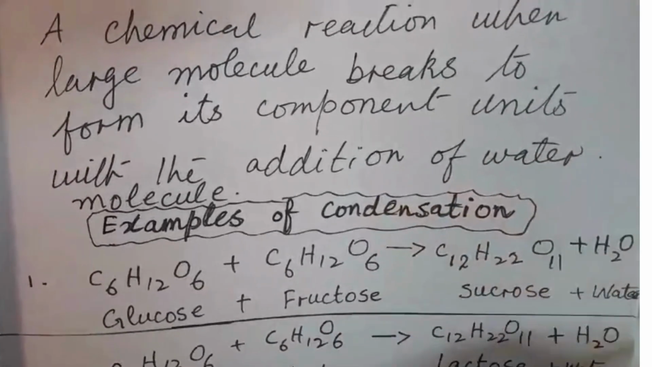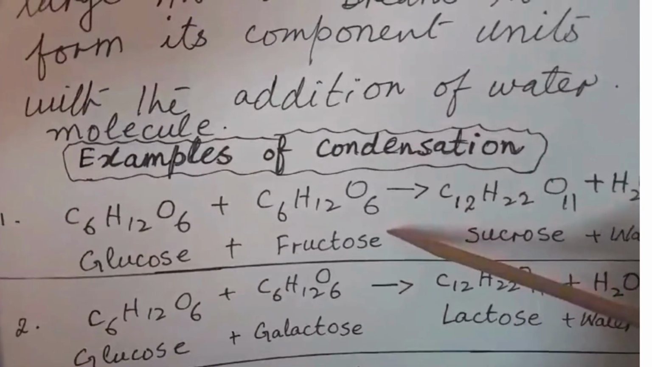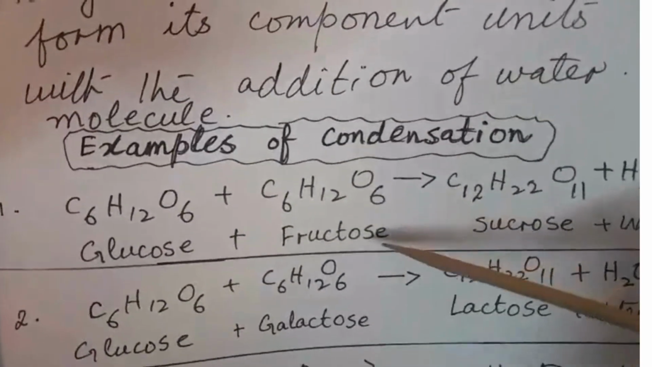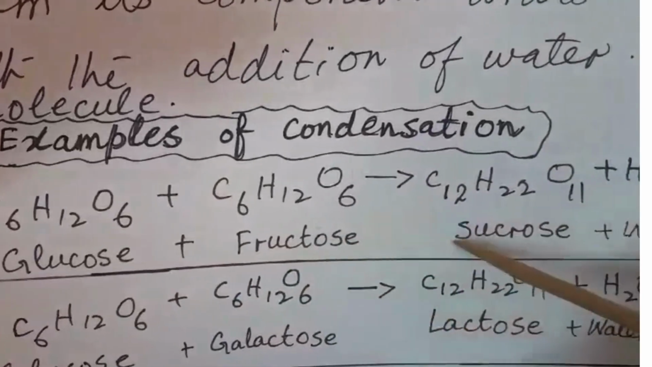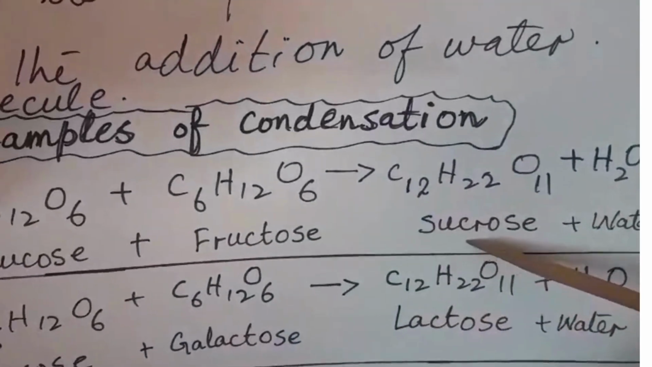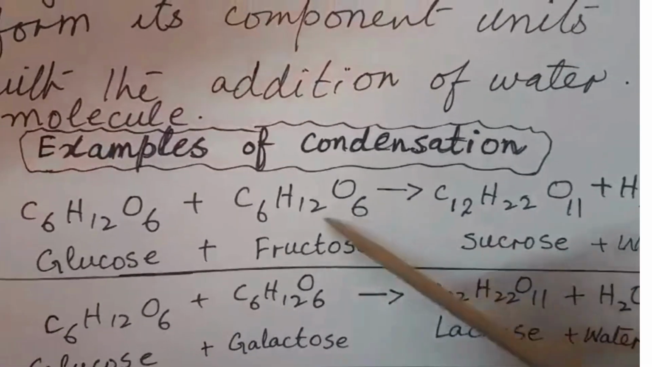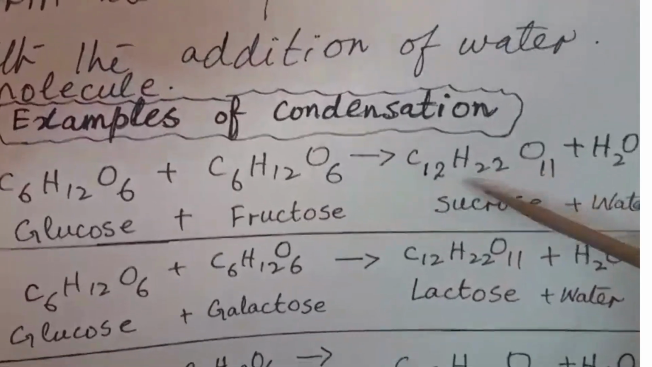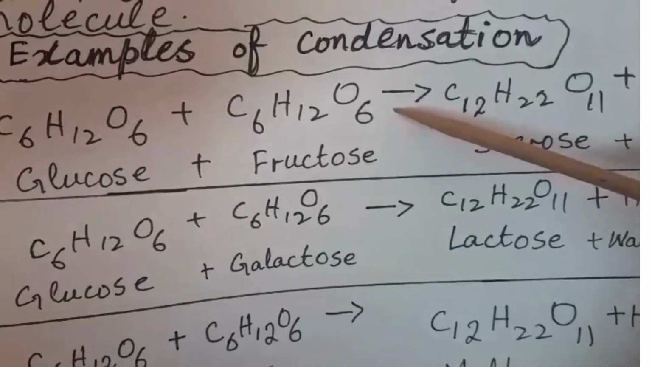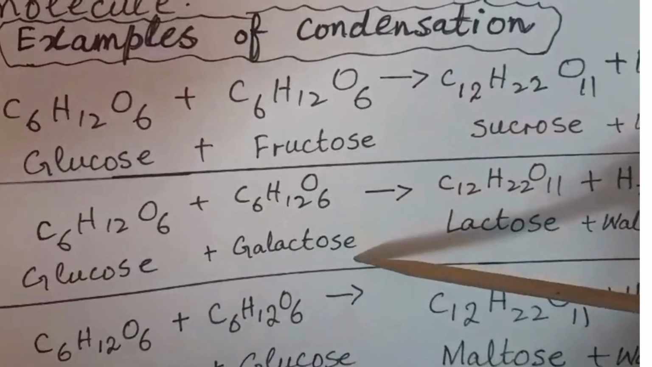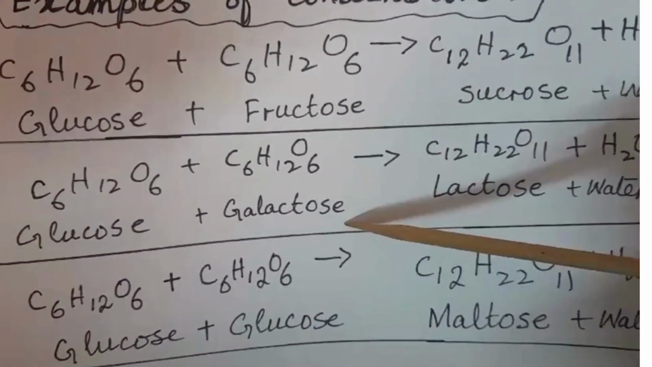Examples of condensation. As we know, condensation means smaller molecules join to form a bigger molecule. Here you see the simple sugars glucose and fructose combine and make the bigger molecule of sucrose, and water is released in this reaction. This is the chemical equation for this reaction, and you see that the chemical equation is the same, but the word equation is different, and you need to focus on the word equation.